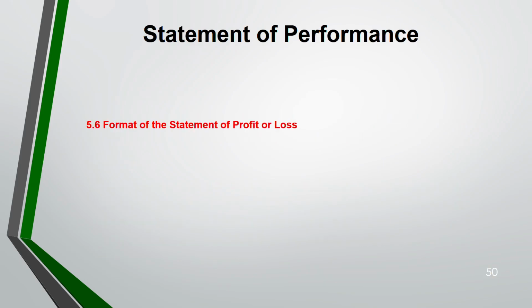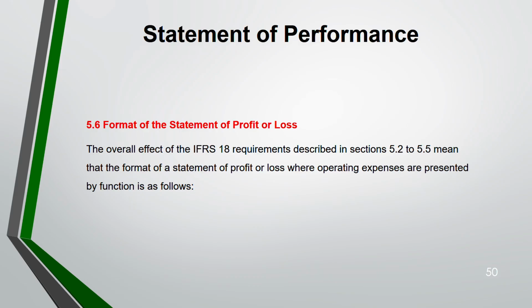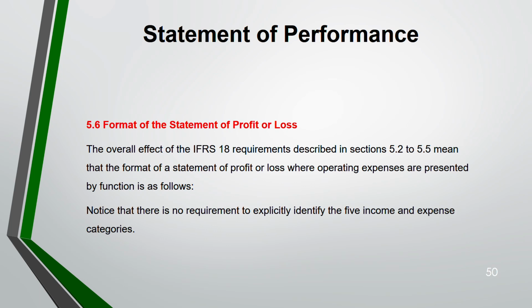Now, format of your statement of profit and loss. So IFRS 18 describes this from section 5.2 to 5.5. They have described what is meant by the format of statement of profit and loss, where operating expenses are presented by function, which is as follows. So notice that there is no requirement to identify the 5 income and expense categories that are your operating, investing, financing, income tax, and discontinued. You don't have to categorize there. You will not be told to identify them. Okay.